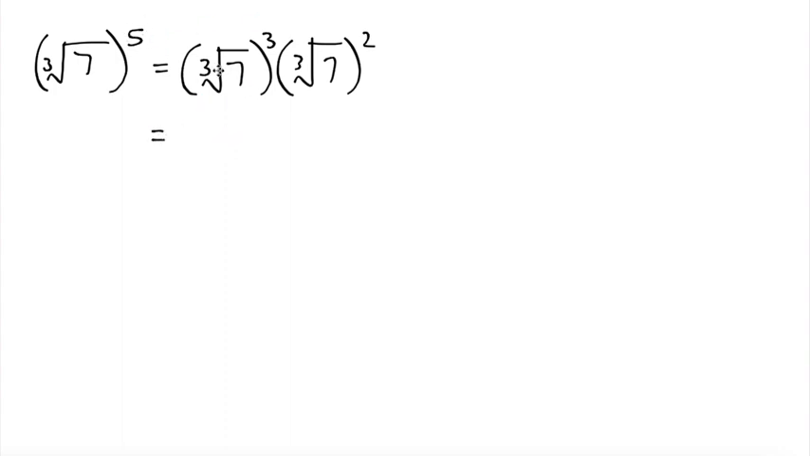Because it's the cubed root now, the cubed root of something cubed is just going to be itself, so 7, and I'm going to be left with the cubed root of 7 squared, but I can write 7 squared as 49.